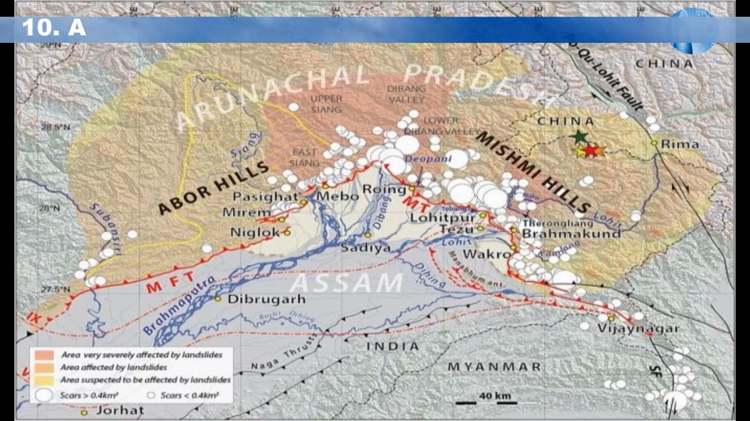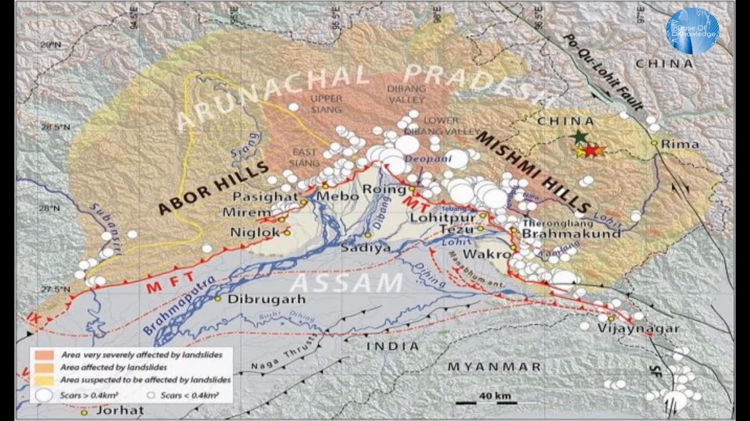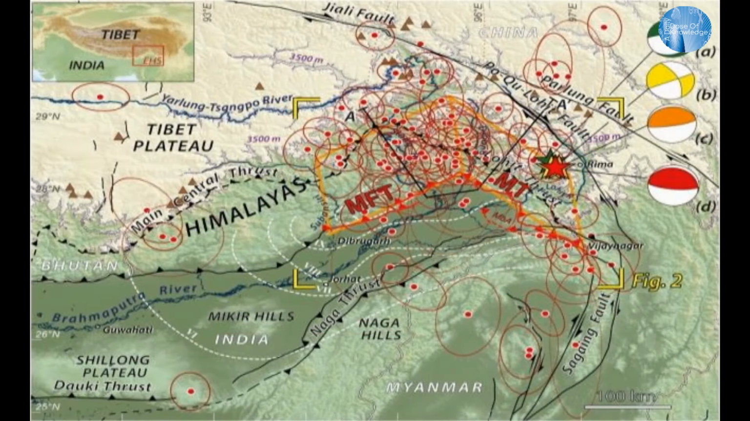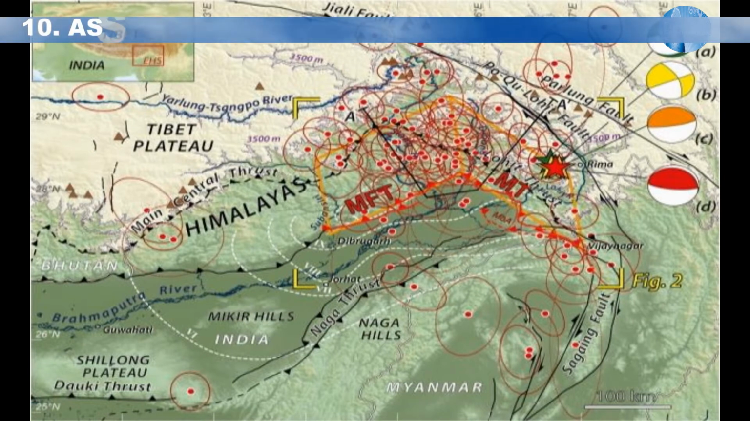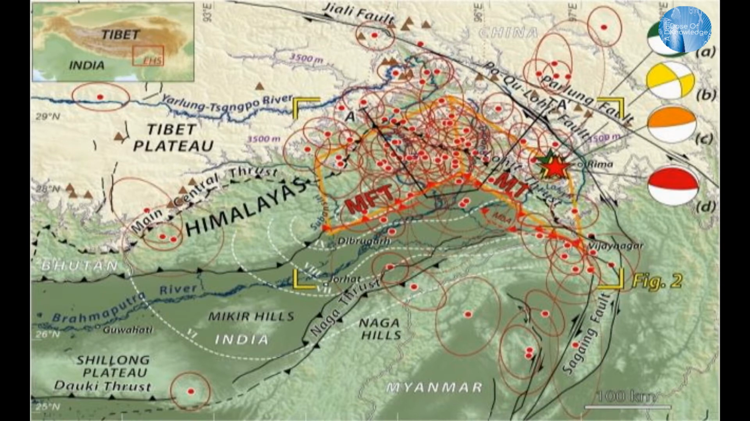Number 10. Assam-Tibet, 1950. Magnitude 8.6. The 1950 Assam-Tibet earthquake, also known as the Assam earthquake, occurred on August 15 and had a moment magnitude of 8.6. The epicenter was located in the Mishmi Hills, known in Chinese as Kilinglong Mountains, south of the Kangri Garpo and just east of the Himalayas in the northeast frontier agency part of Assam, India.